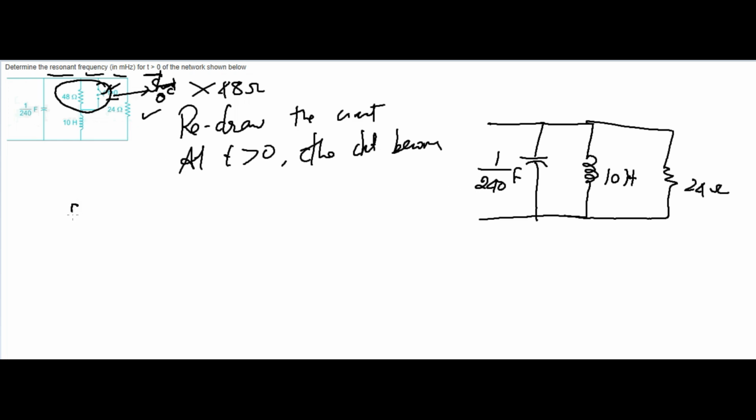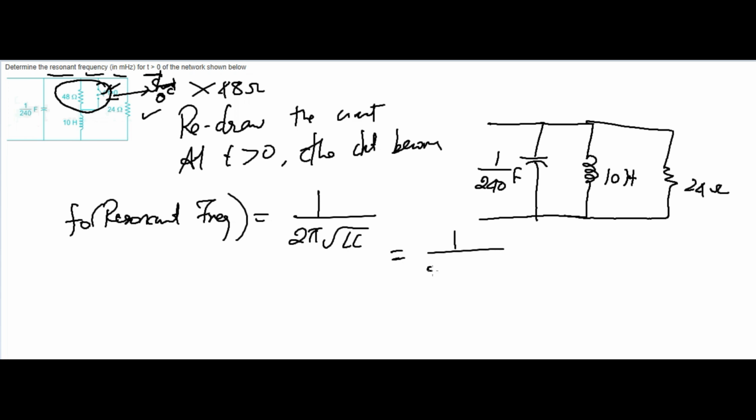Resonant frequency f naught. Now the formula is 1 divided by 2 pi into root LC. Very simple. It's equal to 1 divided by 2 pi into root of the L they have given. L is 1 by 240, right? So what is the C here? C is 10, and L is 1 divided by 240. If you do the calculation, you will get 0.779 hertz.